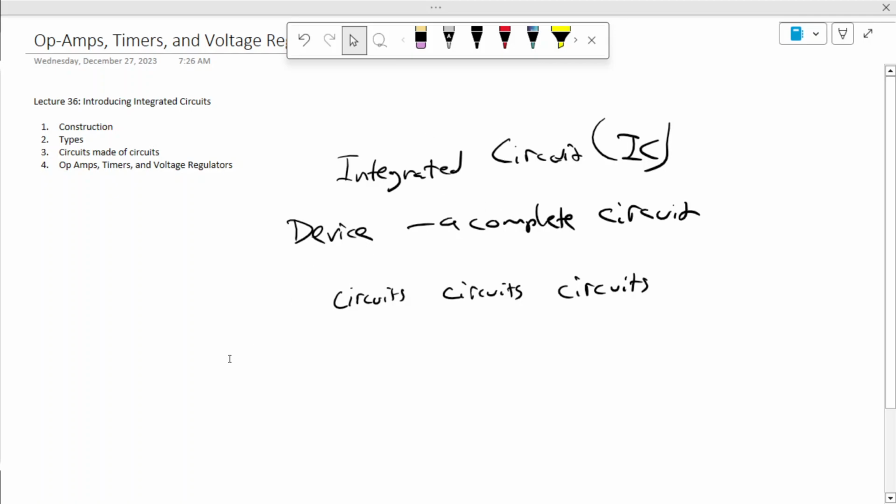So that's it for this lecture. In the next one, we're going to start introducing op-amps. From there, we're going to look at timers, and finally, we will wrap up the course by talking about voltage regulators.